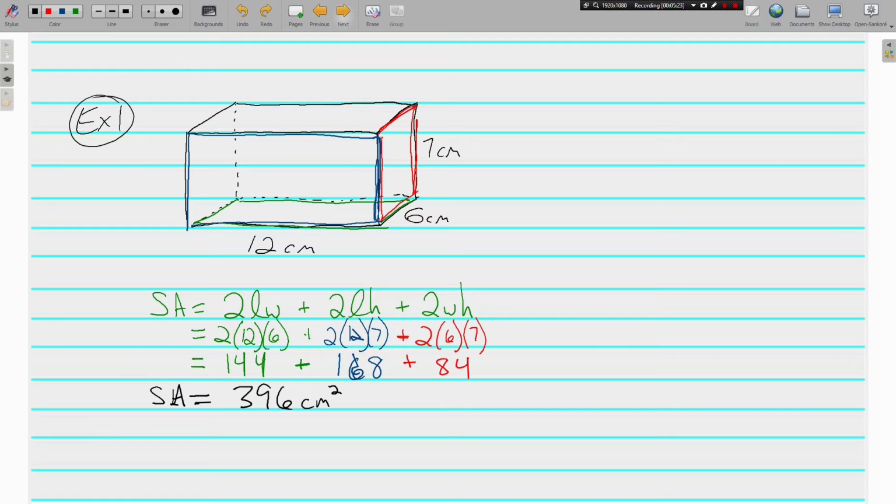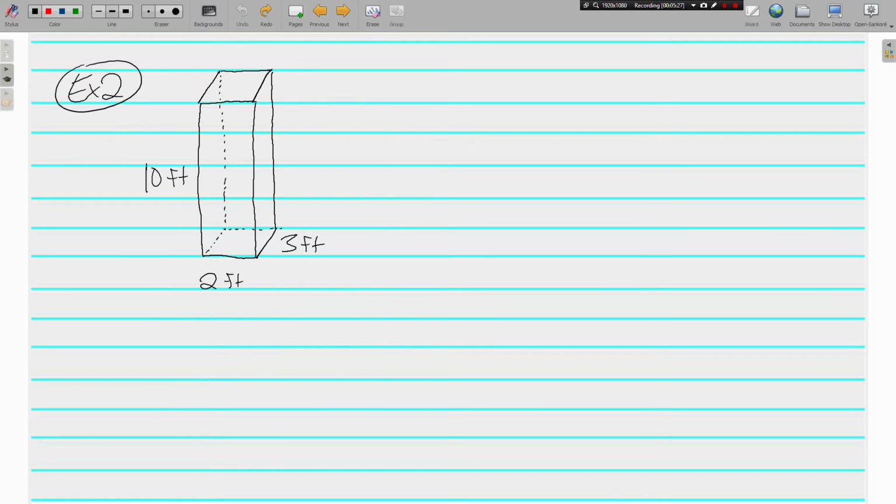Let's do another rectangular prism together. Surface area is equal to 2 length times width plus 2 length times height plus 2 width times height. Start with the formula every time. It makes it so much easier. Length and width, right here. 2, and I've got 2 by 3.